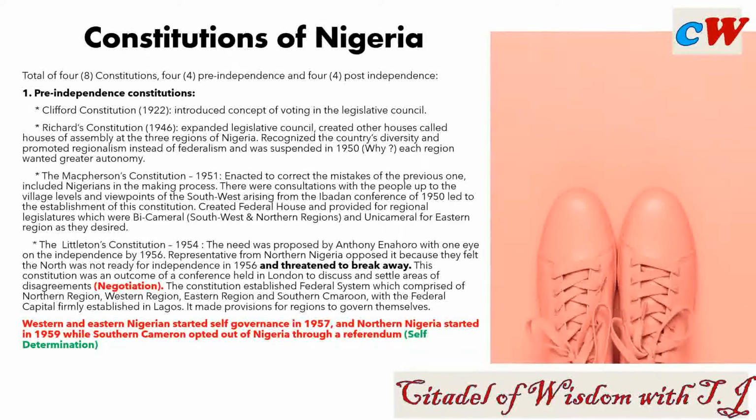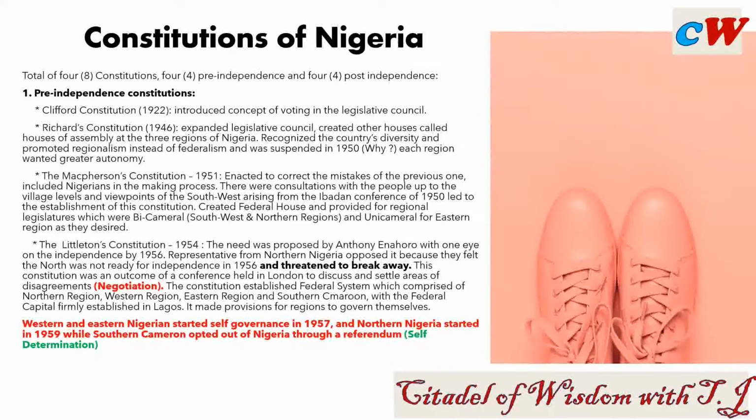A Federal House was created, and it also provided for regional legislatures. These regional legislatures were designed according to the desires of each region. For example, the Western region wanted a bicameral legislature, and that was what it got. Similarly, the Northern region had a bicameral legislature, but the Eastern region decided to have a unicameral legislature, and that was it. There was no force on anyone, and that was still done in the colonial era.